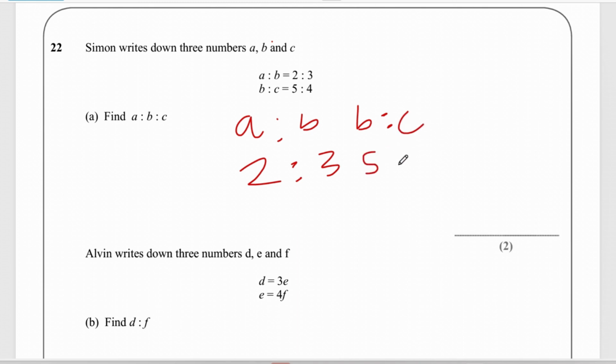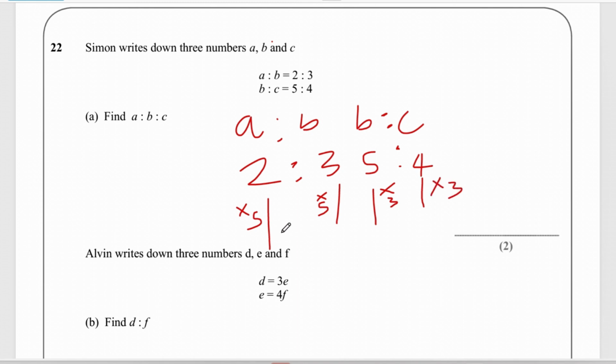So we need to make B the same. And how do you make B the same? What number can B become on both sides? It can become 15. And how does B become 15? 3 times 5 is 15. So you have to do times 5 to these two because they're on the same side of the ratio. Okay. Then 5 times 3 is 15. So you have to do times 3 on this side because they're on the same side. So you do times 3, you do times 3 here.